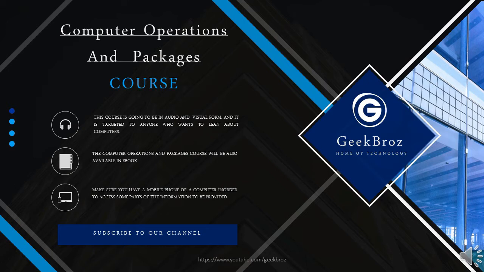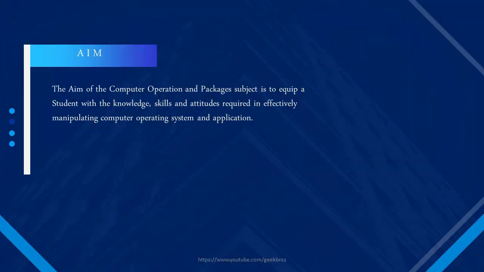In this course, you will be learning all the information in audio-visual aids. Basically, you are required to have a mobile phone or a computer in order to access all the resources you are to receive, such as PDF, slide presentations and downloadable videos. The aim of this course is to equip a student with the knowledge, skills and attitude required in effectively manipulating computer operating system and application.